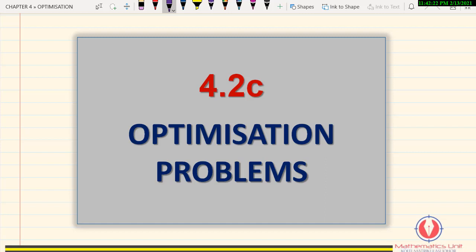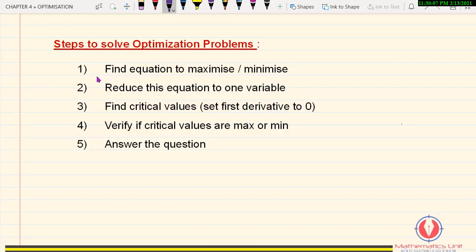This is part 3 of optimization problems. It is essentially referred to as applied maximum or minimum problems. Okay, before we start, let's try to recall the 5 steps to solve any optimization problems.